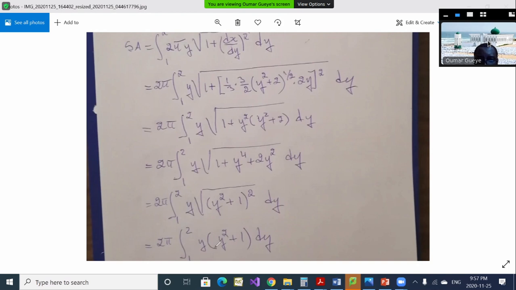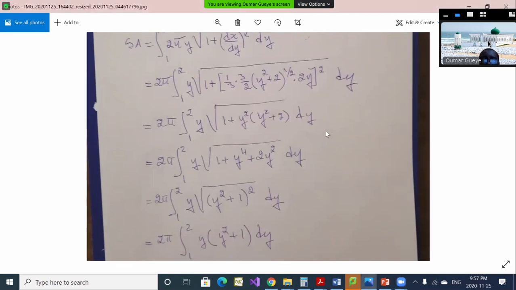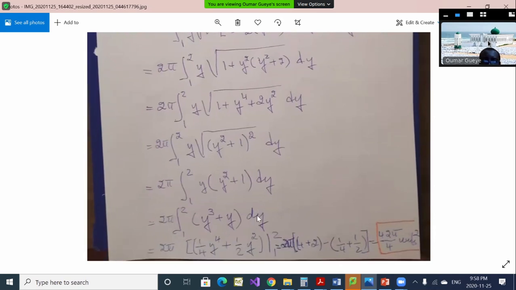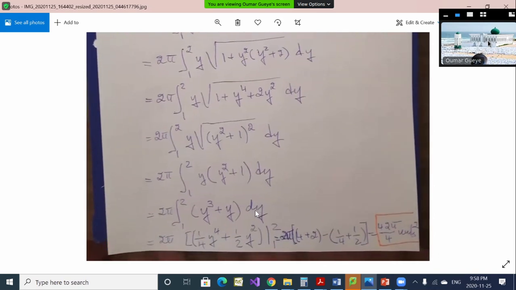And now I'm going to expand this bracket here. I'm going to just open it. It's going to be y times y squared, which is y cubed, and we'll get just y. Again, we're going to apply the power rule that I mentioned before. So we'll get here y cubed plus y, and it becomes 1/4 y to the power 4. For the second term, it's going to be y squared over 2.